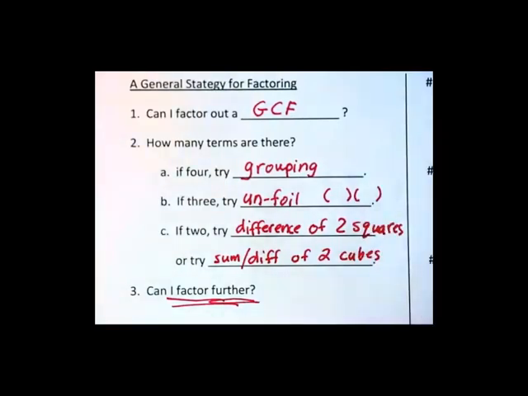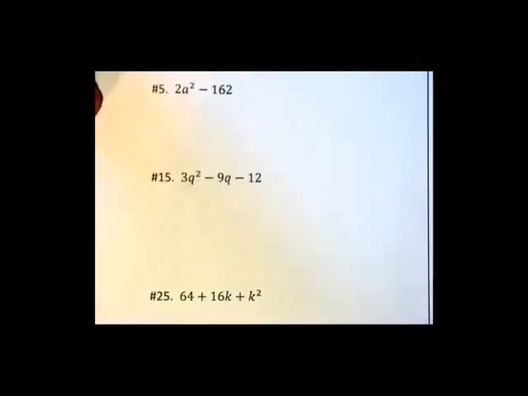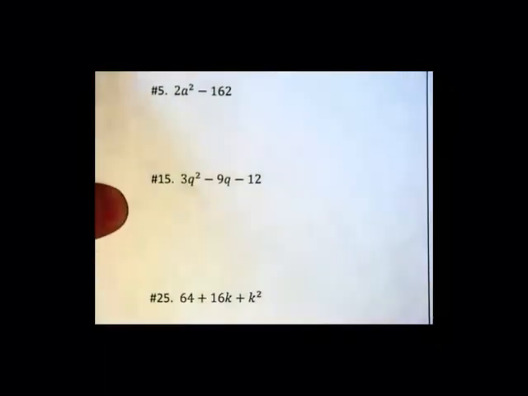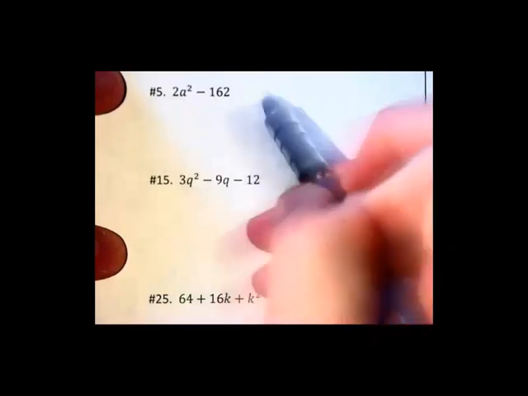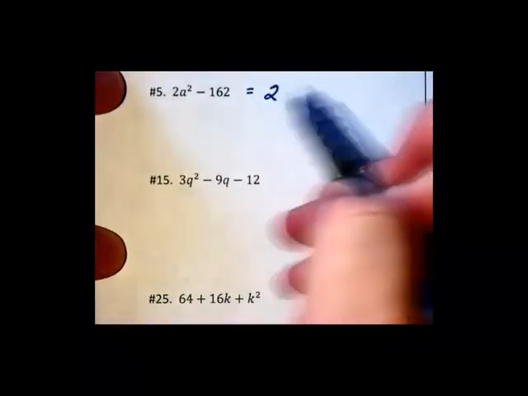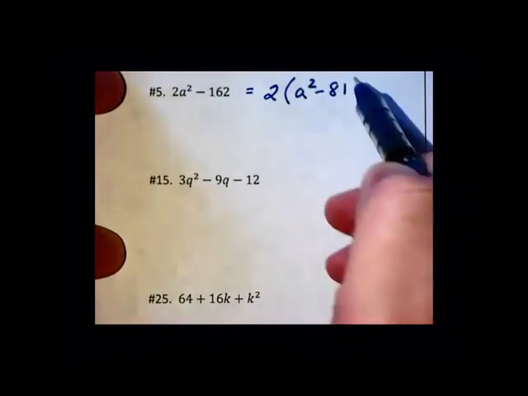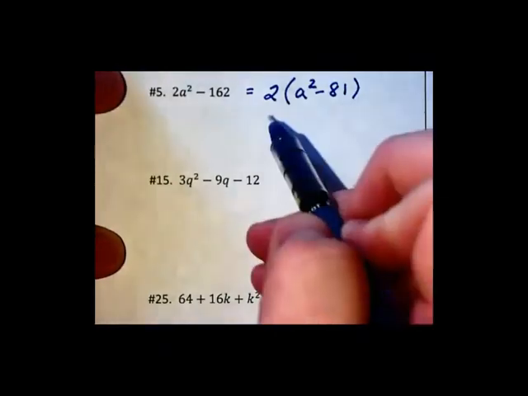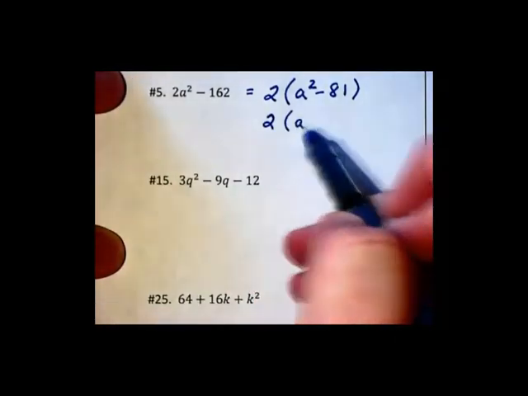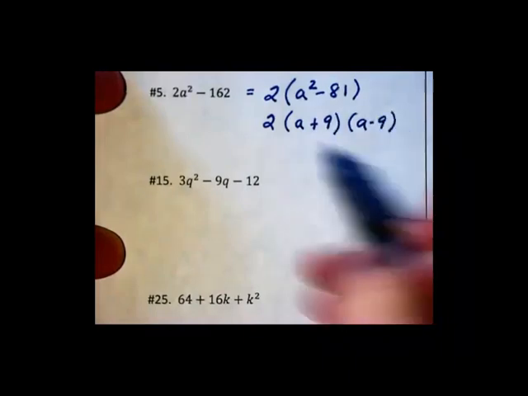Okay, now we have a few problems that we're going to look at, which is just a summary of all these different methods. Here we go. First question, can I take out a GCF? Yes. 2 goes into both terms. Dividing it out, we have a squared minus 81. Looking inside the parentheses, we see 2 terms. That tells us it's likely going to be the difference of 2 squares, which it is, a plus 9 times a minus 9.